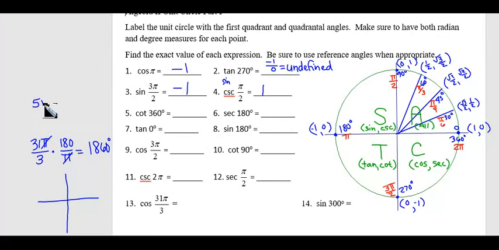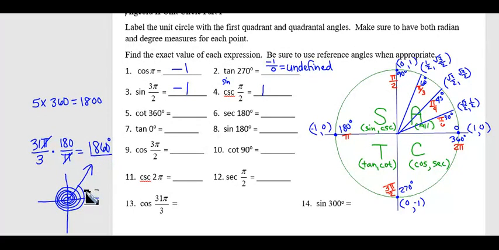If you do 5 times 360, you're going to get 1,800. So I've got 1, 2, 3, 4, and 5. But I'm not done. I actually have to go 1,860. So I'm going to go 60 degrees more, and then I will draw my angle.